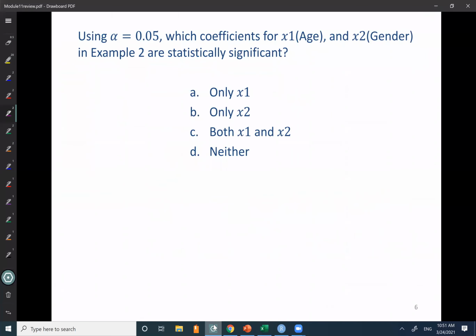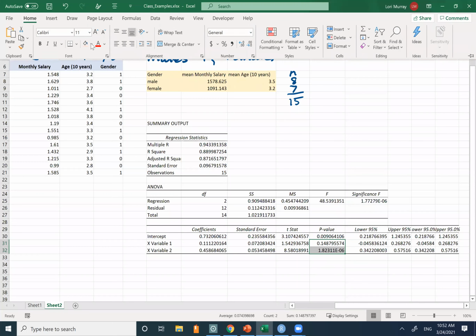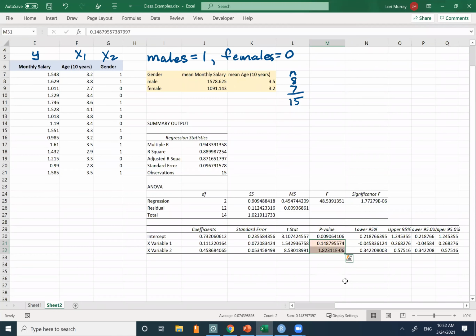So back to the question, what do you think it is? I'll end the poll, share the results. Most of you have put D. So let's see what we have here. This is what we want to look at right there. I'm just going to highlight them. That's what we want to look at.